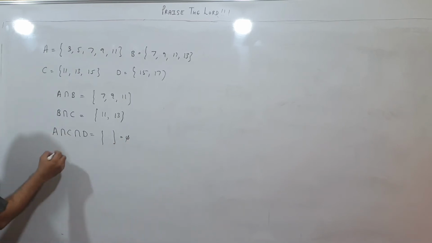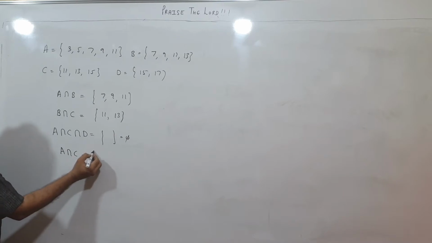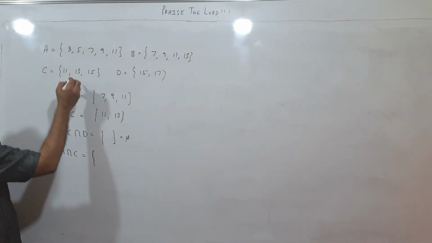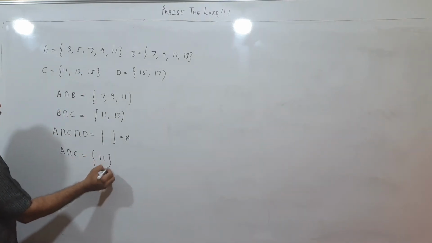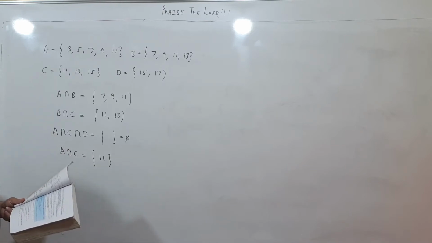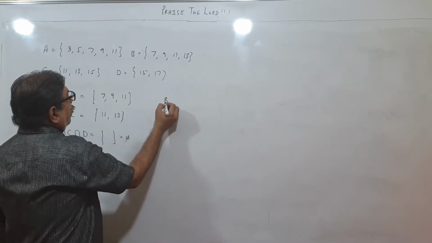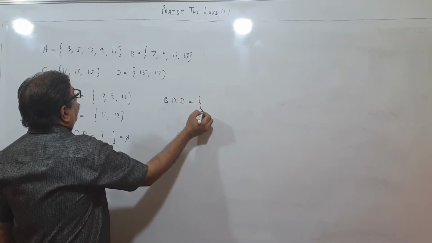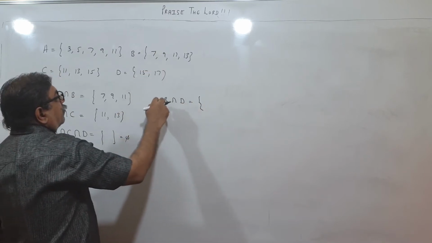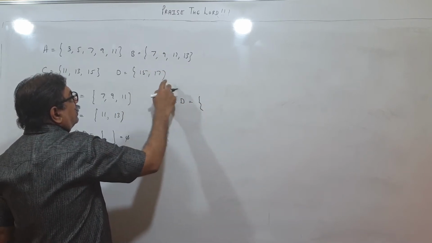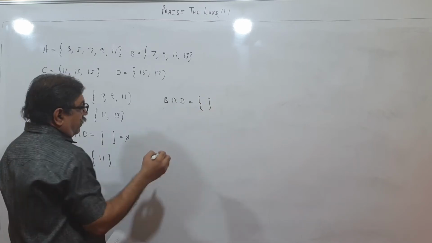Then A intersection C, common elements of A and C, only element 11. Okay. Then B intersection D, common elements, anything common? Nothing is common, null set.